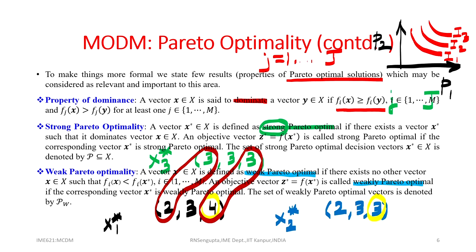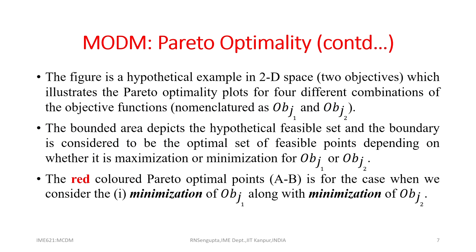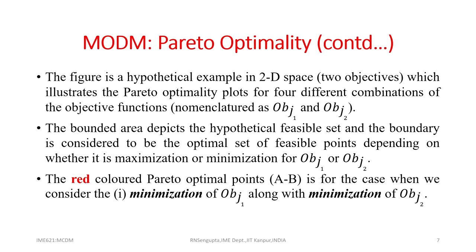So, I as an individual would say that the functional value which I have for F1, 3 is better. Another person may say, no, 3 is not better, maybe 4 is better than 3. When I am talking about 4 and 3, if you look at this set of diagrams which I have drawn, the confusion should not be there. Now, we will consider a very simple two-dimensional figure to analyze the ideas of Pareto optimality. It will illustrate the Pareto optimality plots for 4 different combinations and will denote the objective functions.